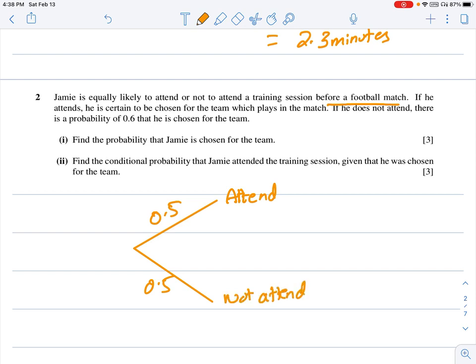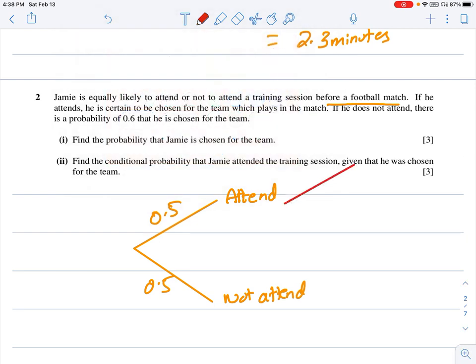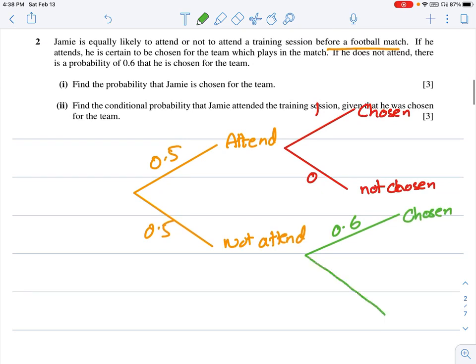If he attends, he is certain to be chosen for the team which he plays for the match. If he is attending, then he will be certain to be chosen. Chosen is 1. Not chosen will be 0 because he is certain to be chosen. Then if he does not attend, there is a probability of 0.6 that he is chosen for the match. So if he is not attending, then chosen for the match is 0.6. So not chosen will be 0.4.